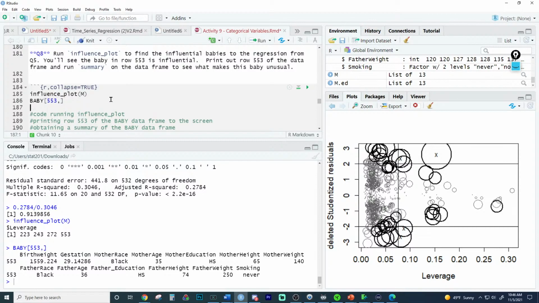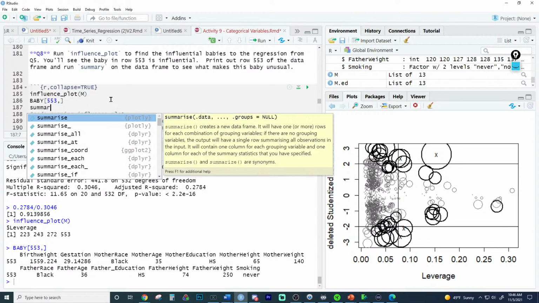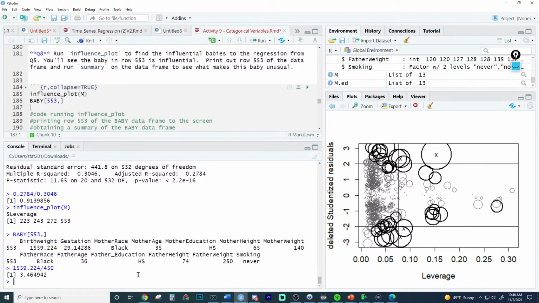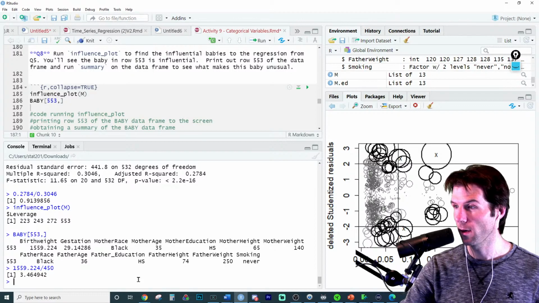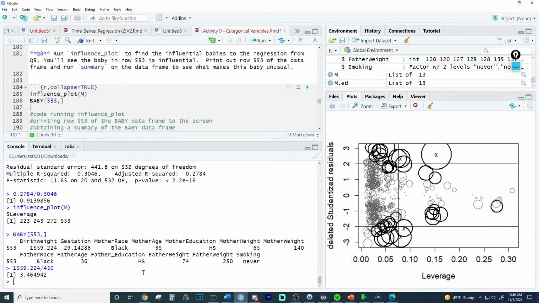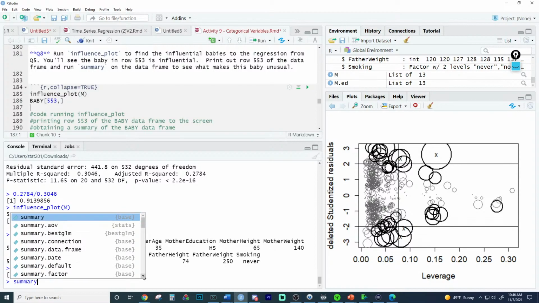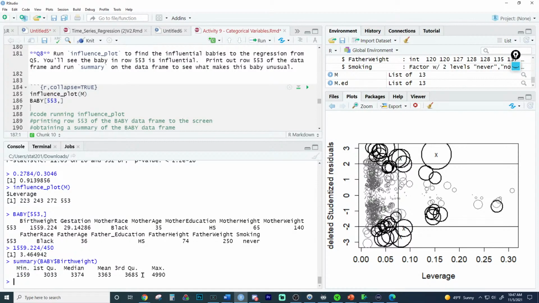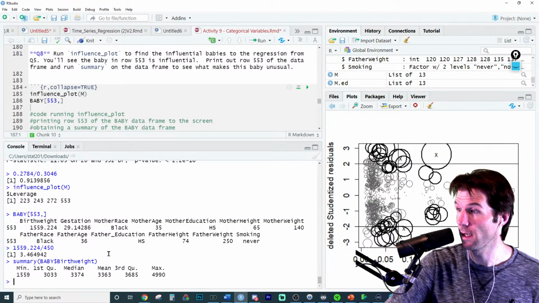We probably want to look at the summary. Let's see right here. This baby, which is very influential, had a birth weight of the following. Is that very big? That seems very big. Oh, wow. That's not very big. What am I saying? Is that the lightest baby in the data set? Let's go to a summary and birth weight. I don't think many babies are lighter than that. That is the lightest baby in the data set.